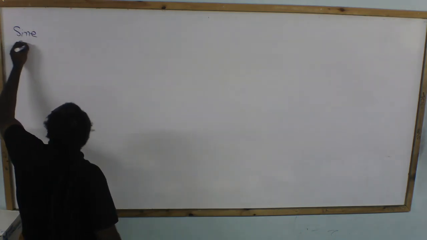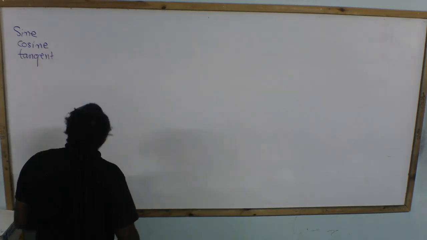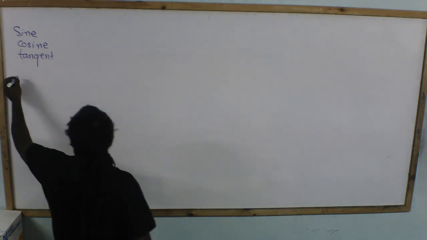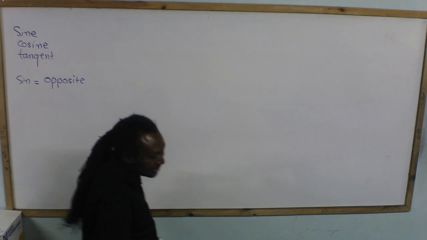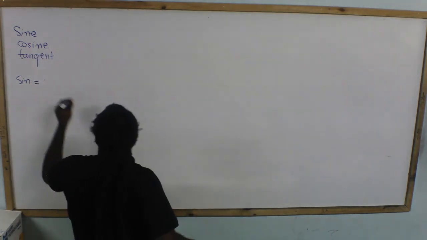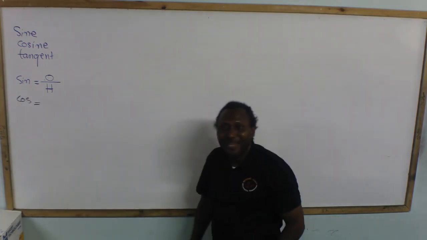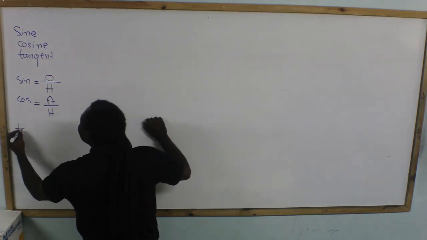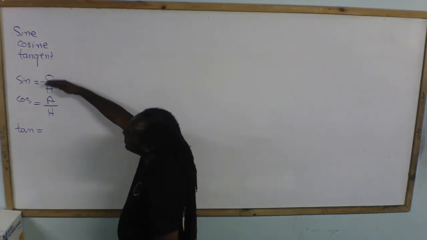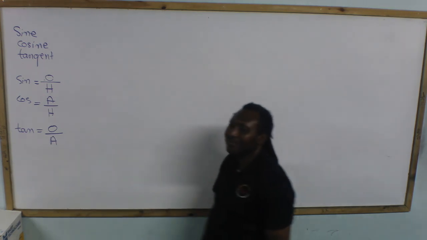And what are the trig ratios? Sine, and we're going to use the short forms. Sine is equal to what? Writing it out will take too long: O over H. And cosine is adjacent over hypotenuse, which is A over H. And tangent is what? O over A. As long as you write them in that order, it's O over A, opposite over adjacent.